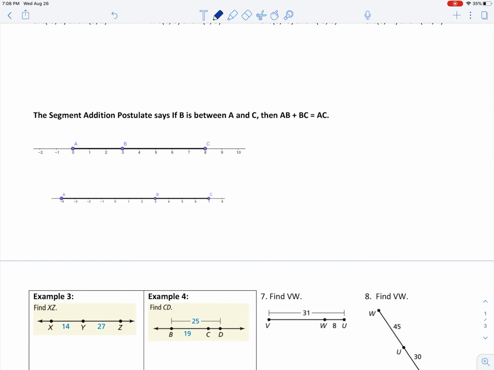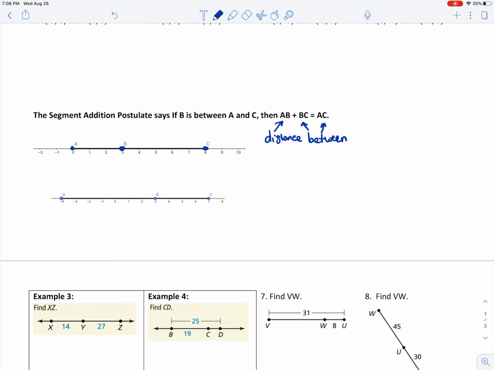And the segment addition postulate says that if we have a point B that is between points A and C, might be closer to one than the other, it might be the midpoint, we don't know, then the distance between A and B plus the distance between B and C is going to be equal to the distance between A and C.